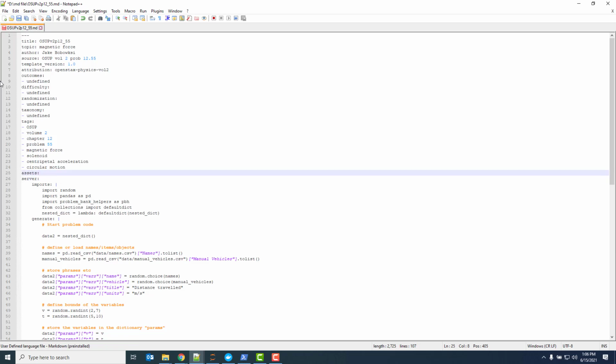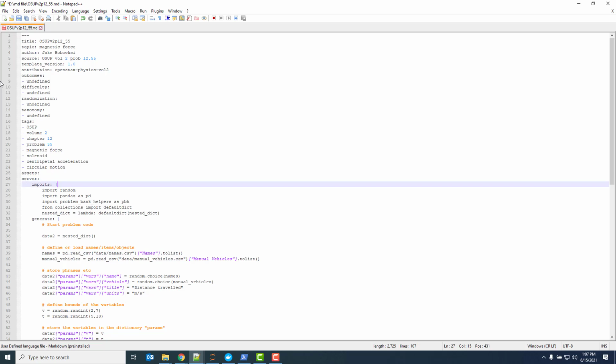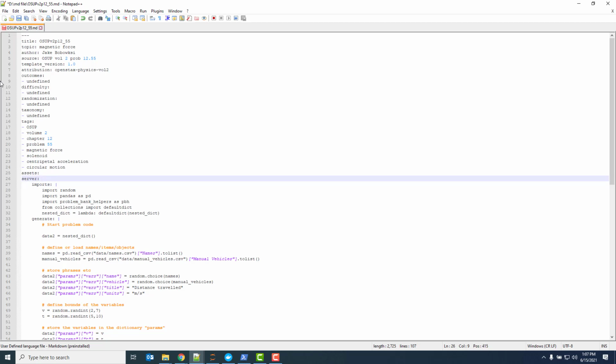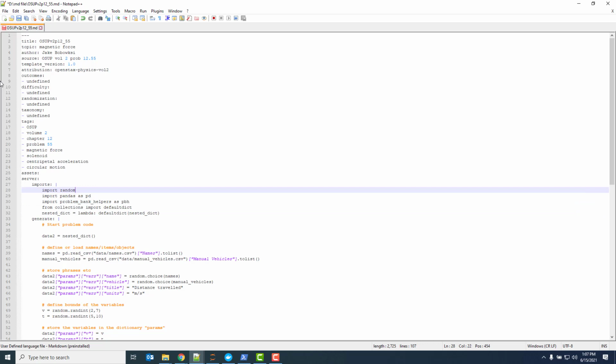Assets we're going to leave alone for now. Hopefully in a future video, we'll have an example of a problem that requires some figures to be displayed, and that's when we'll make use of this assets. So a lot of the structure of this template file we're going to leave the same. So server and the indented imports will leave the same. So this is importing modules for the Python code that are going to be required. We'll leave all these as they are.